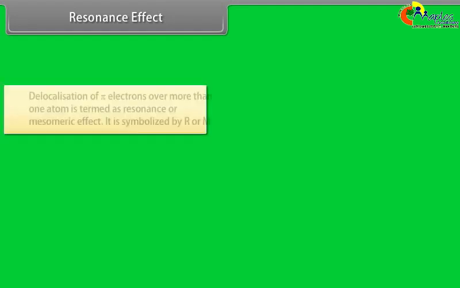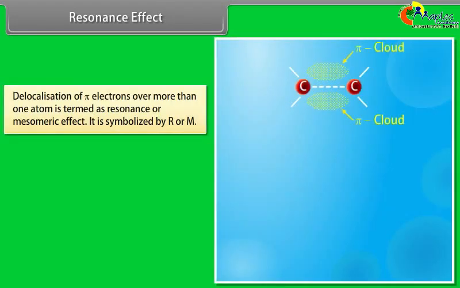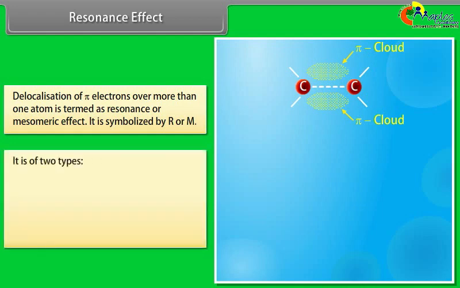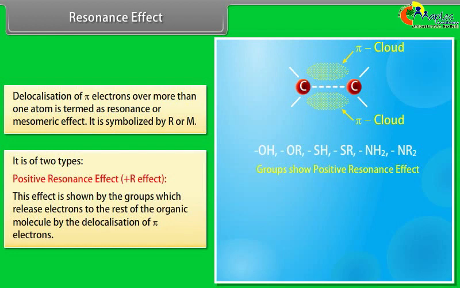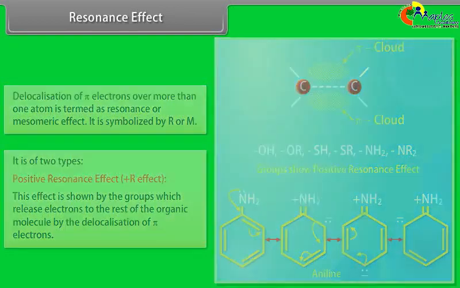Resonance effect. Delocalization of pi electrons over more than one atom is termed the resonance or mesomeric effect. It is symbolized by capital R or capital M. It is of two types. Positive resonance effect, positive R effect: this effect is shown by the groups which release electrons to the rest of the organic molecule by delocalization of pi electrons. For example, aniline.